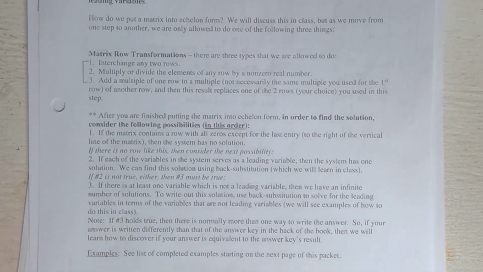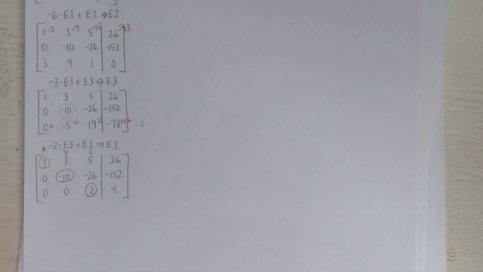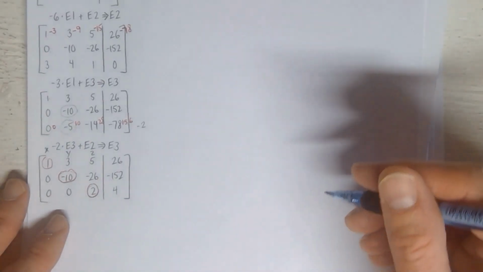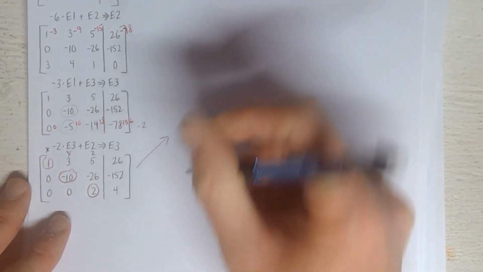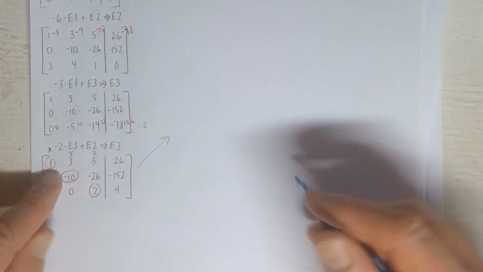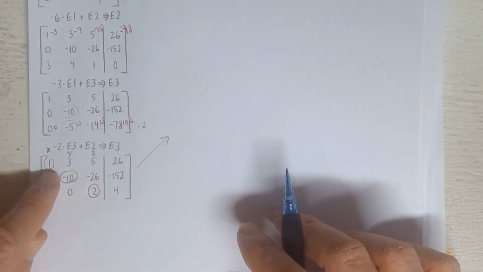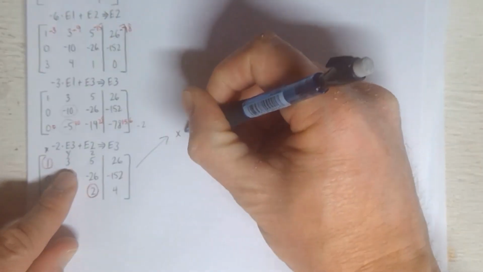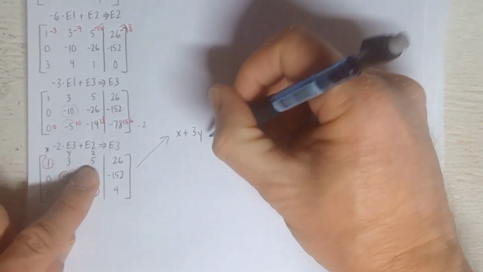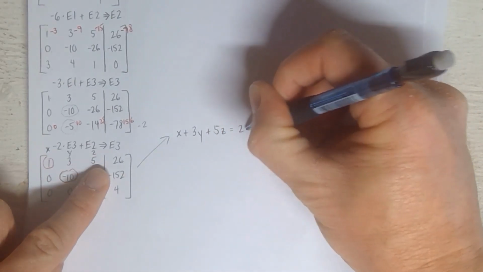So it says we can find the solution using back substitution, which we'll learn right now. Let me show you that. Okay. So at this point, once you identify that you've got just one answer, what I want you to do is rewrite the system with the variables back in there again. So in other words, this would be 1x plus 3y, and it's plus because this is positive. 1x plus 3y plus 5z. Remember, the bar means equal, so equal to 26.